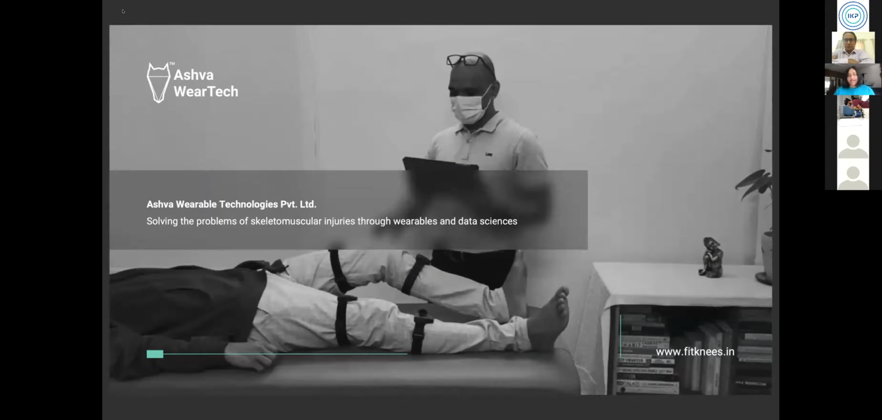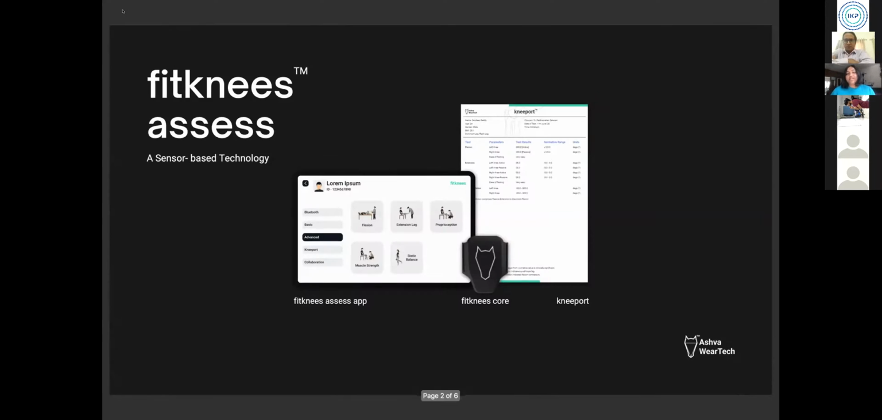So our startup Ashwa is mainly focused on solving the problems of skeletal-muscular injuries through wearable technologies and data sciences. The project for which we got the BIG grant, in call 15, was called Fitness Assess. This device is a clinically accurate sensor-based technology for monitoring the progress of patients, specifically chronic knee patients, like for osteoarthritis or pre and post TKR, total knee replacement or partial knee replacement surgery patients.